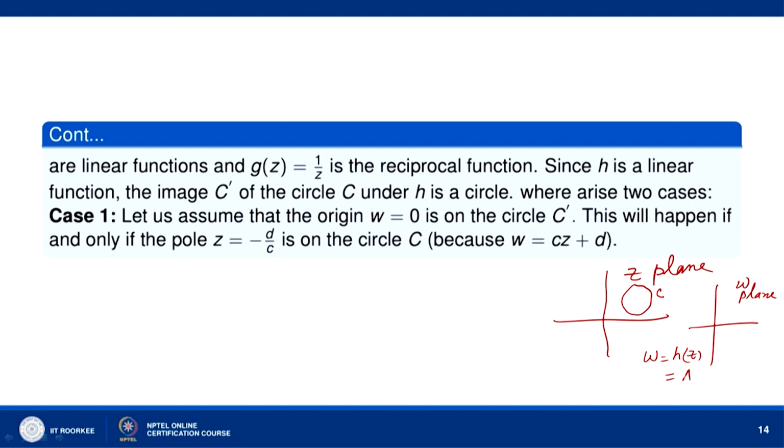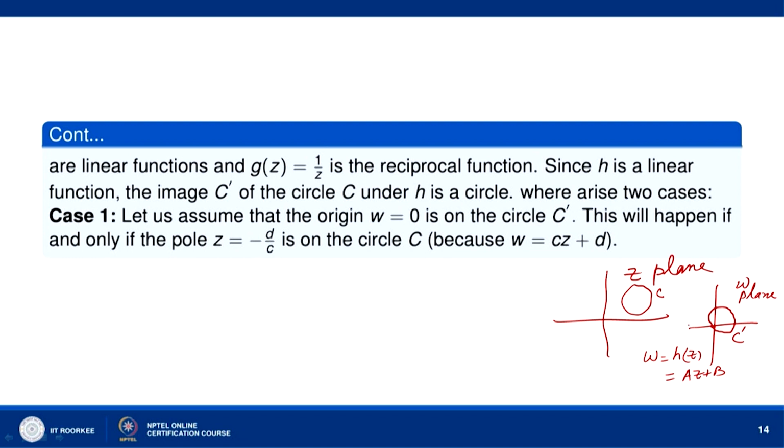H(z) we know is Az plus B, and we have seen that under a linear function circles are mapped into circles. So, the circle C maps into a circle C dash. Now, circle C dash may pass through the origin w equal to 0, it may not pass through the origin w equal to 0. So, let us first consider the case where C dash passes through the origin, this is your circle C dash. So, first let us consider that the origin w equal to 0 lies on the circle C dash.